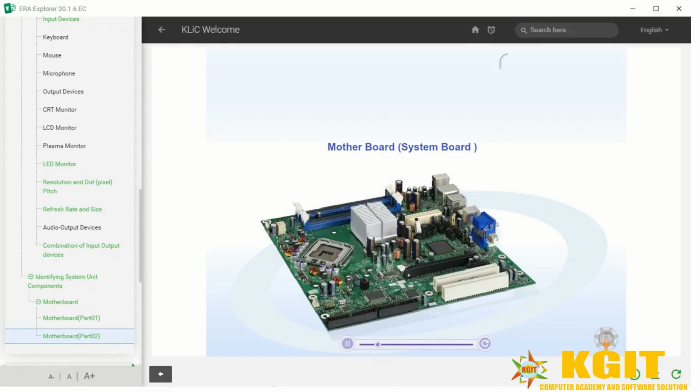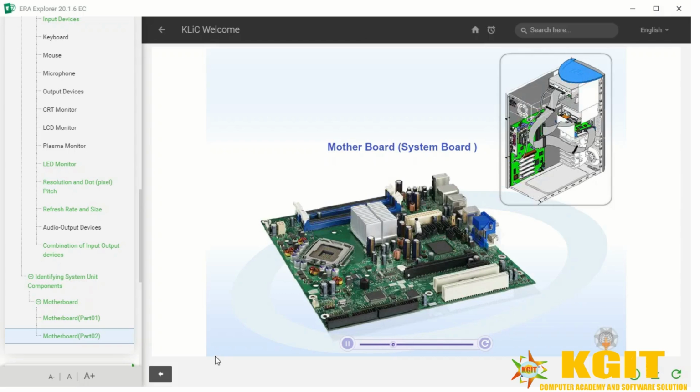On a desktop computer, the motherboard is located at the bottom or at one side of the system unit. It is a large flat circuit board covered with different electronic components including sockets, slots and bus lines.